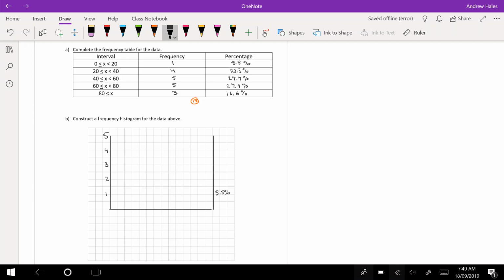This is, what will that be? That'll just be 11%. 5.5 times by 2. 3 is 16.6%. 4 is 22.2%. And then 5 was 27.7%. Now remember, you always have to label, not our axes, but label. So this is going to be the frequency. And this is the percentage.